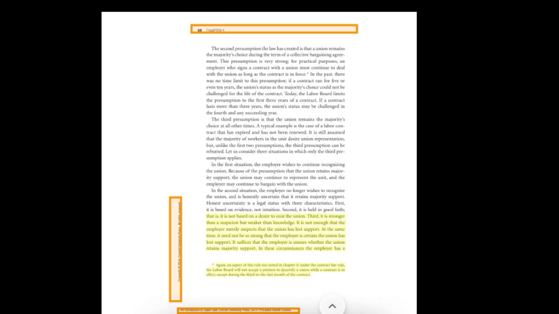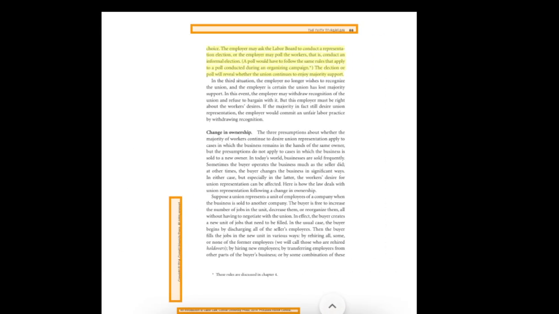In these circumstances the employer has a choice. An aspect of this rule was noted in Chapter 4. Under the contract bar rule, the Labor Board will not accept a petition to decertify a union while a contract is in effect, except during the third to the last month of the contract. The employer may ask the Labor Board to conduct a representation election, or the employer may poll the workers, that is, conduct an informal election. A poll would have to follow the same rules that apply to a poll conducted during an organizing campaign. The election or poll will reveal whether the union continues to enjoy majority support.